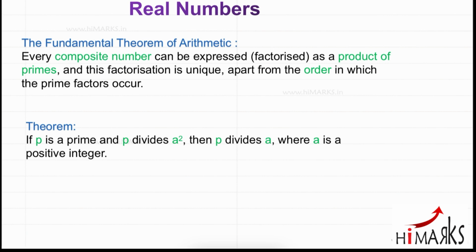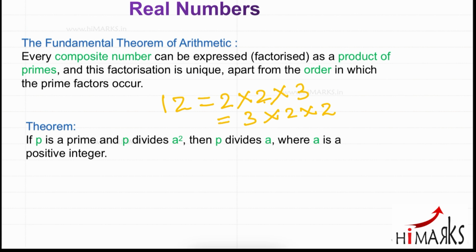The first theorem talks about composite numbers. A composite number can be expressed in a unique factorized form. What does it mean? See, 12 is a composite number, and this can be broken as 2 into 2 into 3. So the number of 2's and number of 3's are unique. Even if you write in a different order, that doesn't matter, but this prime factorization is always unique for a composite number.